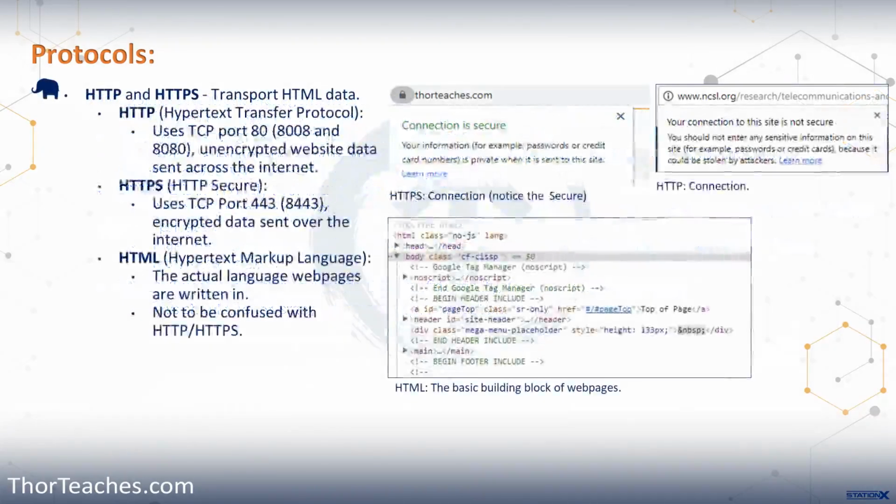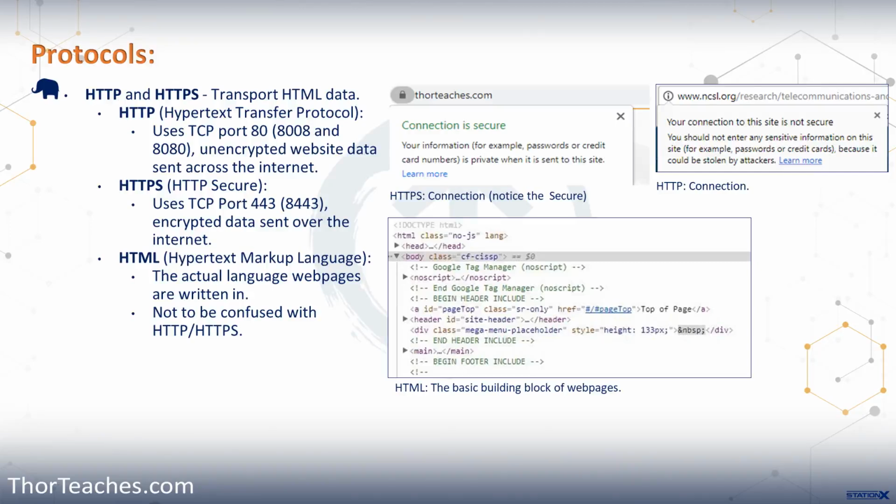We talked about HTTP and HTTPS earlier. They're the protocols that we use to transport our HTML data. They are not HTML. HTTP is Hypertext Transfer Protocol. Remember, that's the one that uses port 80, 8008, and 8080. It's not really used very much anymore because it sends all the traffic unencrypted over the internet. I mean, you can still find HTTP websites, but they are getting more rare. Lots of good reasons why they're becoming more rare, and HTTPS sites are becoming more the norm.